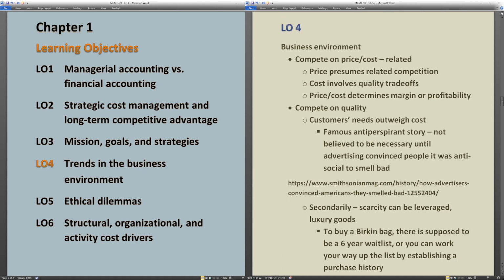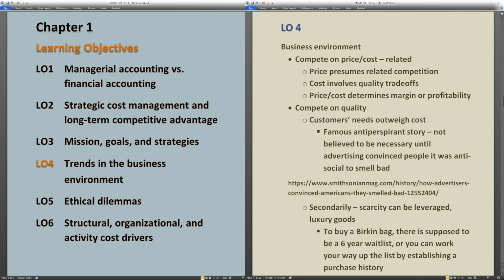For learning objective 4, we're looking at the business environment. And specifically, we're saying, how does a company compete? Well, it depends upon who else is in your business environment, who else is your competition. So you can compete on price or cost, and those are related but not exactly the same. Price presumes that there's related competition, that there's people in your segment. Think about when you're talking about mid-sized trucks, or you're talking about different types of retail goods, Target versus Walmart.